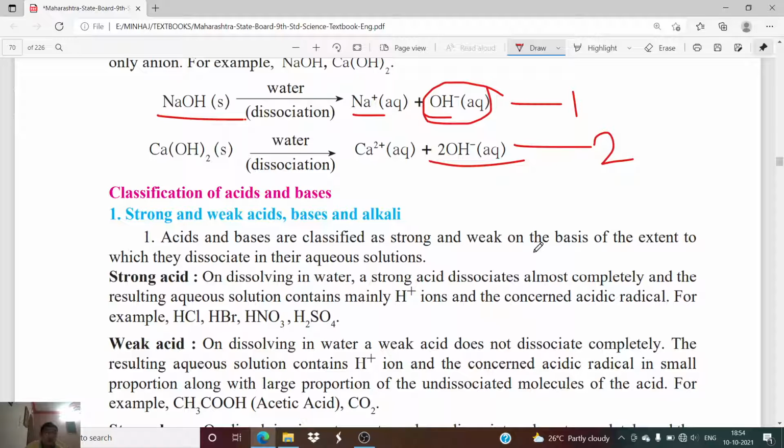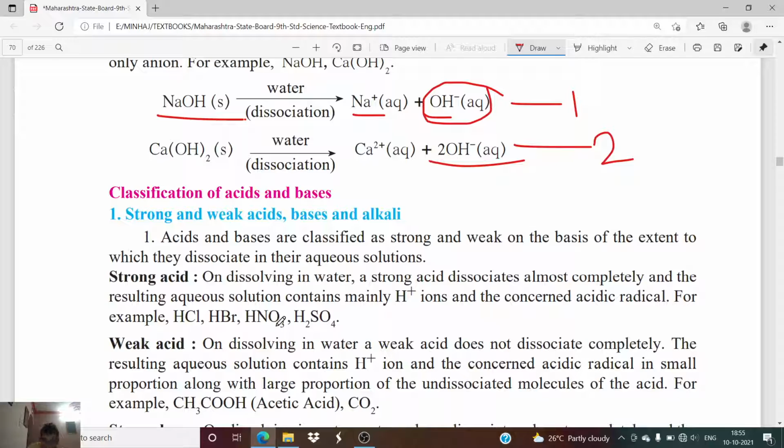Now let us see what a strong acid is. On dissolving in water, a strong acid dissociates almost completely, and the resulting aqueous solution contains mainly H plus ions and the concerned acidic radical. For example, HCl, HBr, HNO3, and H2SO4. We have to keep in mind that if we dissolve an acid in water and complete dissociation takes place, meaning each and every molecule has dissociated in the solution, then the resulting aqueous solution is a strong acid.